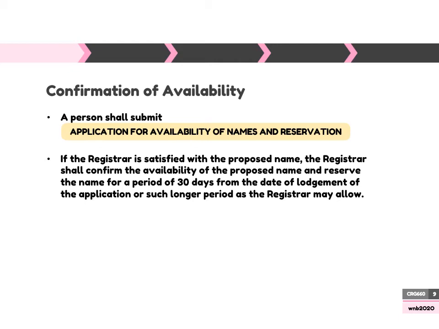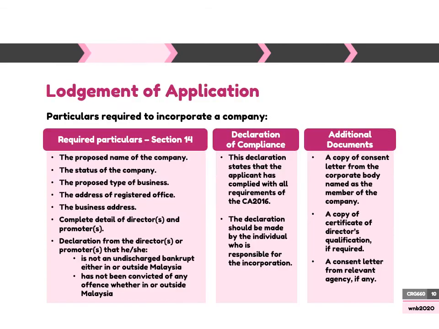Okay, so kalau registrar rasa macam okay fine, nama ni okay, tak ada masalah, tak ada yang sama dengan before this, tak ada menggunakan perkataan yang tak sepatutnya, okay, the name is available. Kita akan reserve nama ni untuk you dalam masa 30 hari. You nak kena hantar dokumen berkaitan dengan incorporation since nama tu dah settle. Done with the first step, name search.